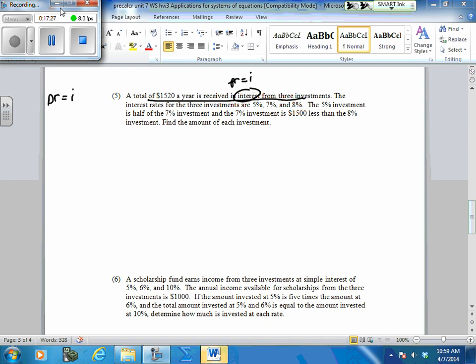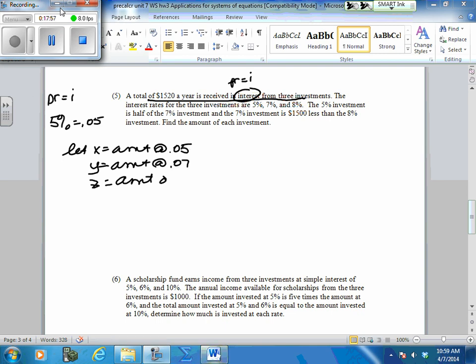So let's start with: let X equal the first amount, Y equal the second amount, and Z equal the third amount. Now, your interest rates for these 3 are 5%, 7%, 8%. So let's turn those into decimals. How do I turn 5% into a decimal? 0.05. So at 0.05, at 0.07, at 0.08.